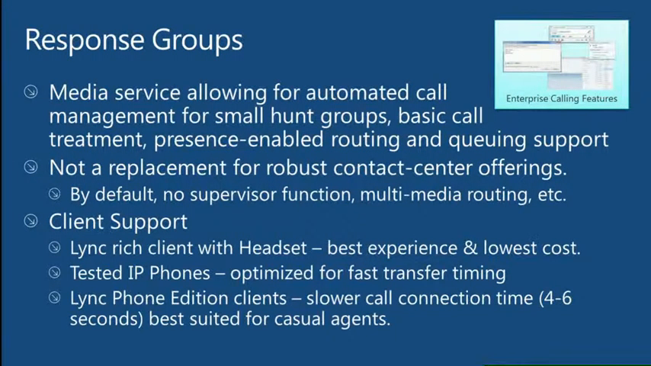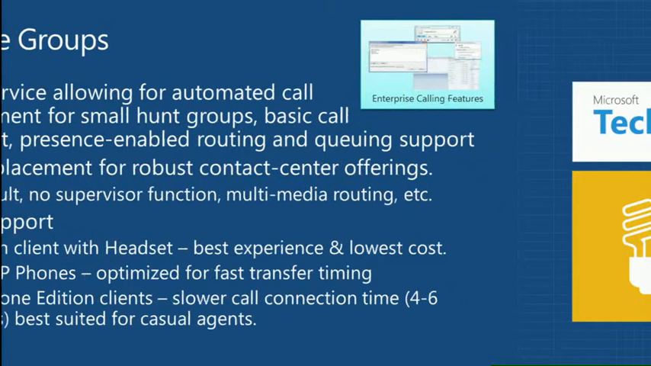Because the optimized devices are really designed around the information worker set, if they're going to be used in response groups, it's probably better to have them used for casual agents. If you're really looking to optimize around call handling times, you're going to want to choose either the rich client or a tested device, because the phone edition clients aren't really optimized around really fast call connection times. You can find 4 to 6 seconds is the standard for having calls connect to these response groups.